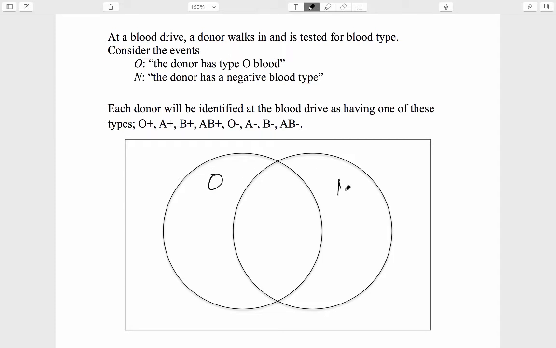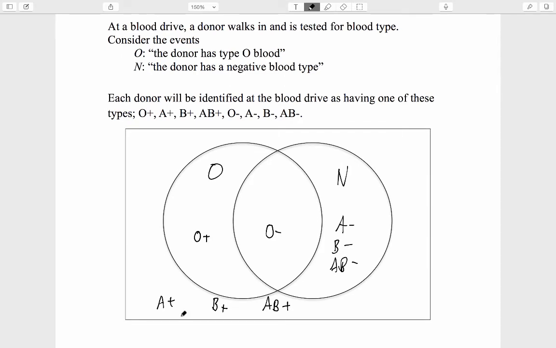When we analyze in terms of a Venn diagram, we have a circle for the event O and another circle for the event N. There is only one blood type in the intersection, and that's O negative. There is only one blood type in this region, inside the O circle and outside the N circle, and that's O positive. There are several negative blood types that are not type O, namely A negative, B negative, and AB negative, and all the rest live in this outside region, A positive, B positive, and AB positive. These are the types that are not type O, and they're not negative, which means that they are positive.